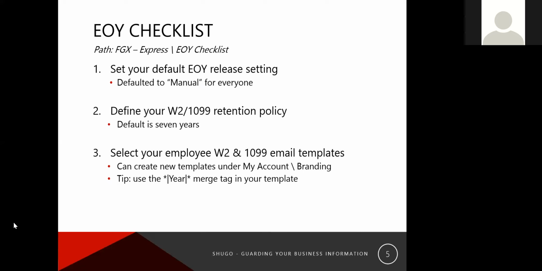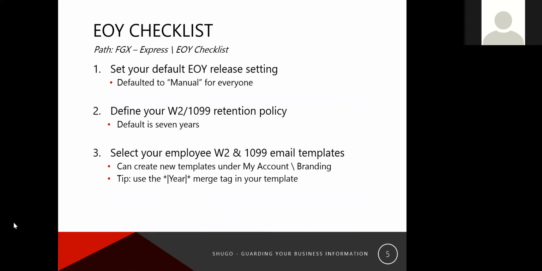But you can go to the EOY checklist and look at that. The last piece is, just like you can configure email templates that are used when we notify folks that their pay stub's available, you can also create different email templates that would be utilized for your W-2 and your 1099 deliveries. So again, this is where you can create whatever text you want as your email template. That's under your My Account branding area.